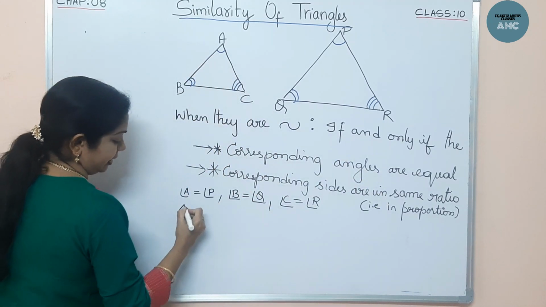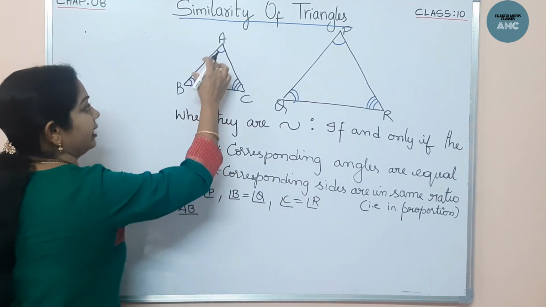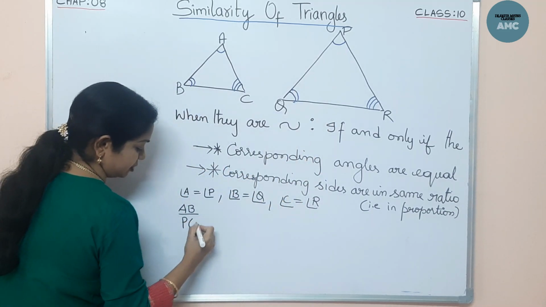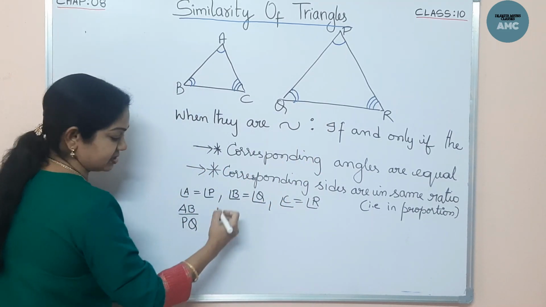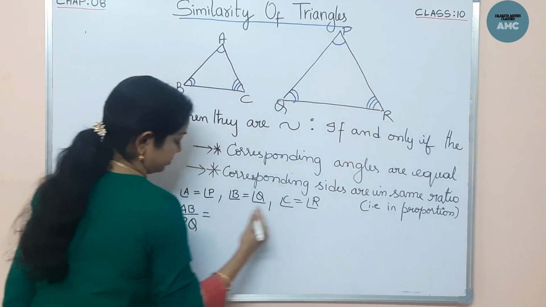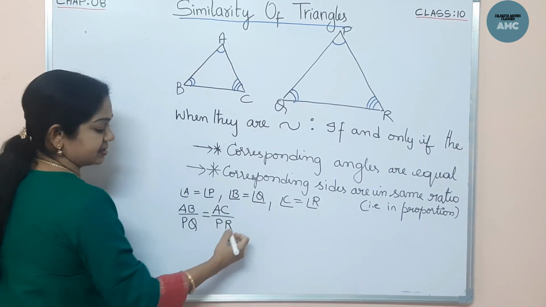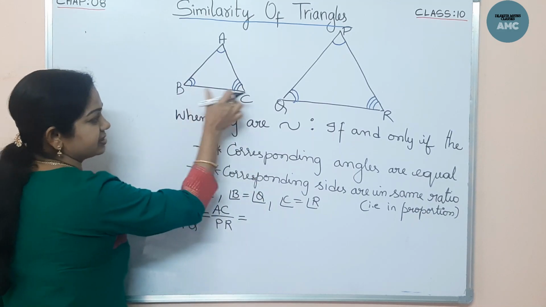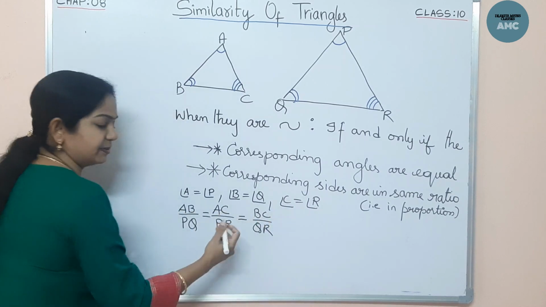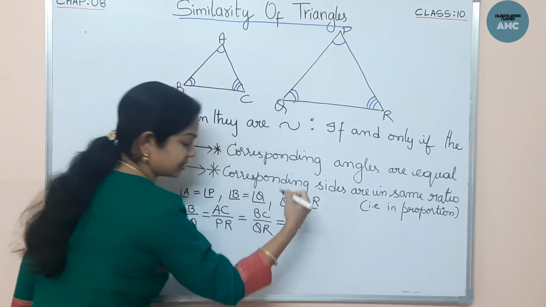Sides, let me see, AB. When I am telling the ratio, it means divided, isn't it? AB, corresponding to this AB, is PQ. So this must be in the same ratio when you are comparing with the other. AC corresponding is PR. AC by PR should be in the same ratio, whereas the third side, BC by QR, must be equal to some constant, some k, the scale factor, let me suppose some k.